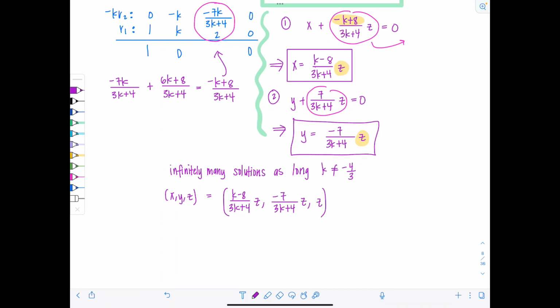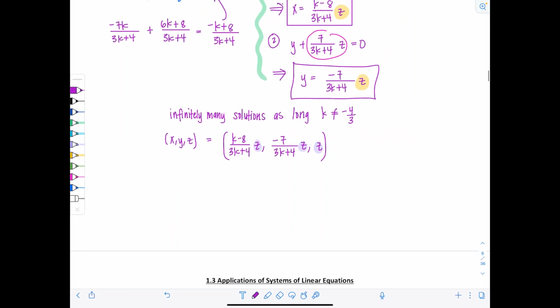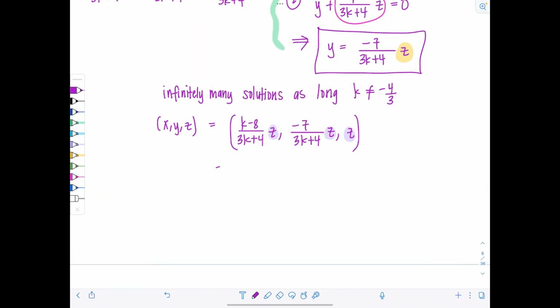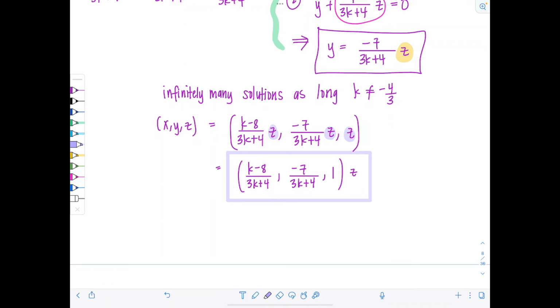That's the free variable. And you could write it that way, or as we've seen a couple times, you can just factor out this z from the ordered triple and then put it in the form. Let's just zoom in. k minus 8 over 3k plus 4, negative 7 over 3k plus 4. I'm just factoring out the z. 1, and then you write the z off to the side like this. Ooh, that's nice. Okay, so that concludes the lesson for section 1.2.